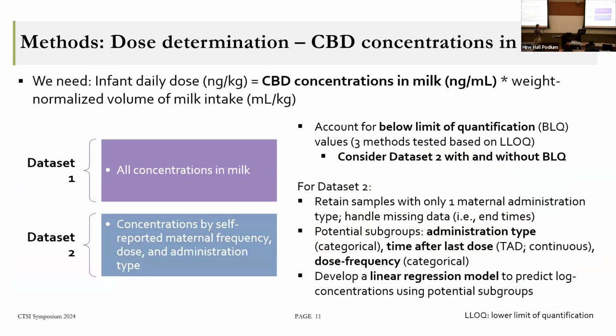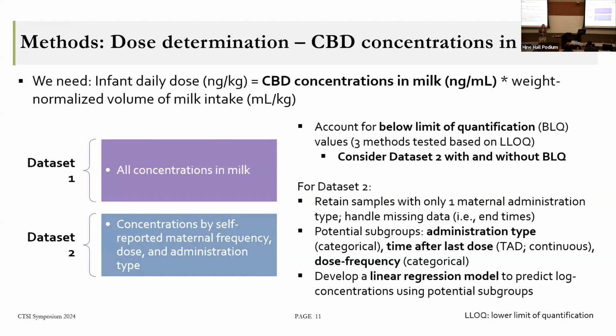So in terms of methods, let's start off with dose. The dose equation is shown here. It's actually quite simple. The infant daily dose is the CBD concentration measured in our voluntary samples, multiplied by a weight-normalized volume of milk intake, which gives you a daily infant dose. If you work out those units and cancel them out, you get nanograms per kilogram.